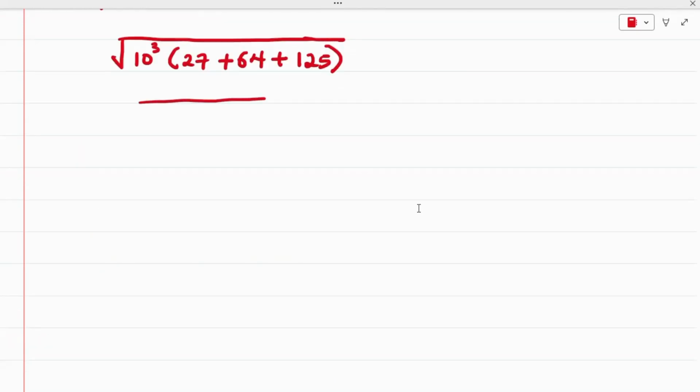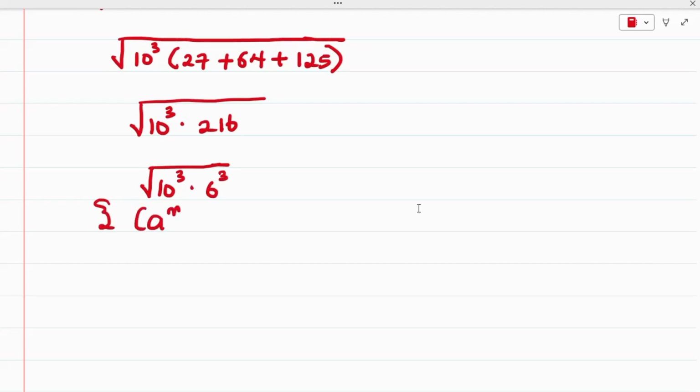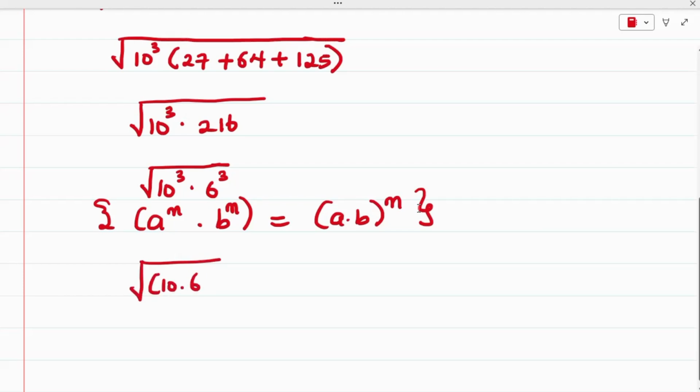So here we have the square root of 10 raised to the power of 3 multiply 27 plus 64 plus 125, which will give us 216. So we have the square root of 10 raised to the power of 3 multiply 216. Now 216 can be expressed in terms of 6 as 6 raised to the power of 3. Then from the property of exponents, if we have a raised to the power of m multiply b raised to the power of m, this can be expressed as a multiply b raised to the power of m. So applying this, we have the square root of 10 multiplied by 6, which is 60, raised to the power of 3.